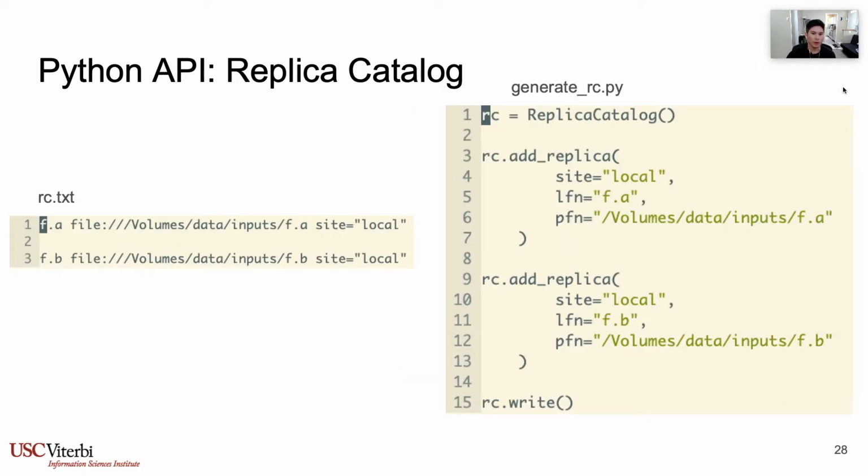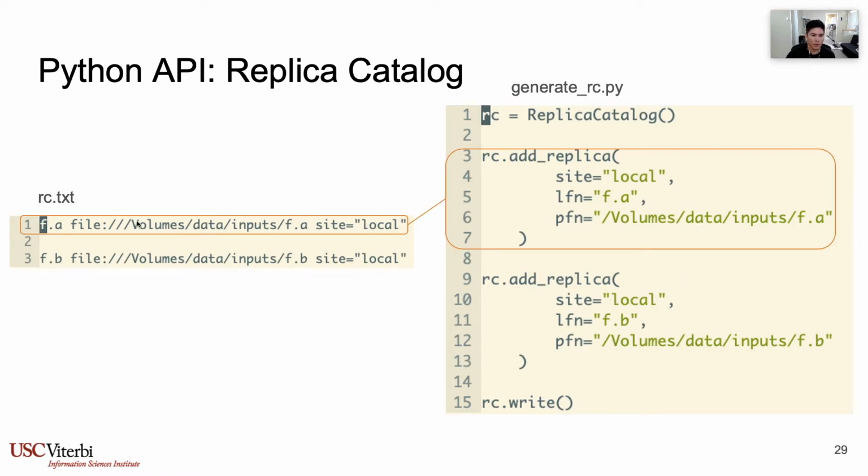So next we have our replica catalog. Now this is where you specify the input files that are used in your workflow. On the left we have this file rc.txt, which is the text-based representation of a replica catalog, and then on the right is the same catalog but generated using the Python API. So starting with the first entry here, we have a file that's located at this path on our site local, and it's called f.a.